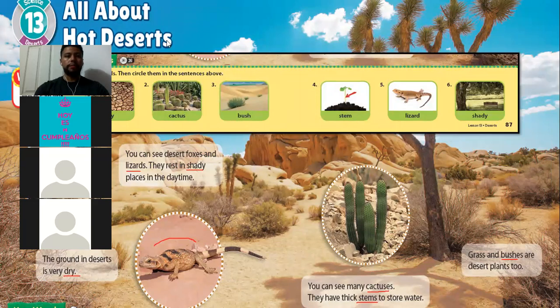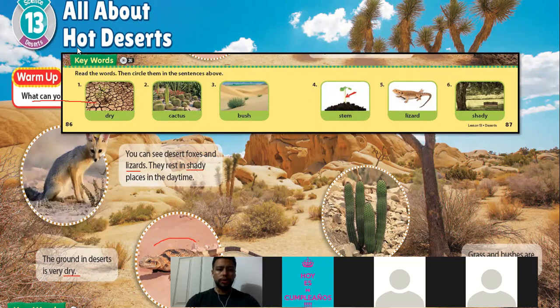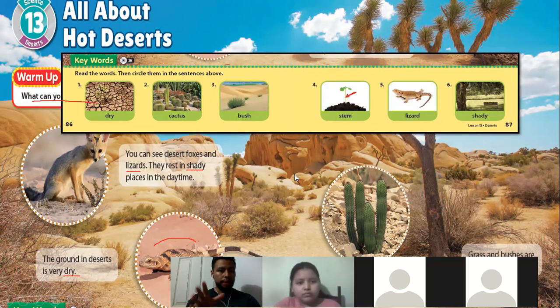All right, shady. So here we have a picture, an illustration of different words. So dry is the ground, cactus is a desert plant in this case, and bush is similar to another plant that is usually seen in hot deserts. Stem is part of the plant, and the animal is the lizard. And shady is a cool, fresh place. All right. Any question about the pronunciation of these words? Are we good? Let's continue. Can we continue? Yes. Wonderful.